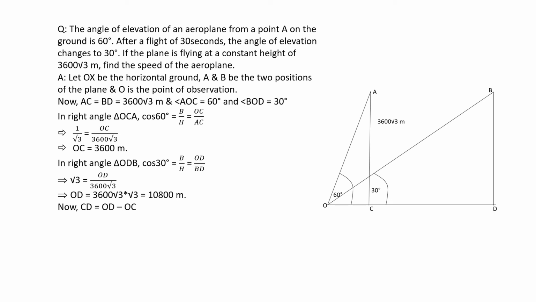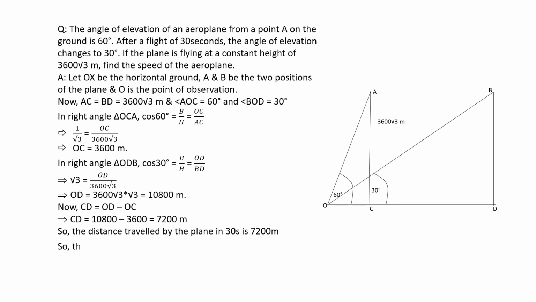Now CD equals OD minus OC, or putting the values of OD and OC, we get 10,800 minus 3,600, which is nothing but 7,200 meters. So the distance traveled by the plane in 30 seconds is 7,200 meters.